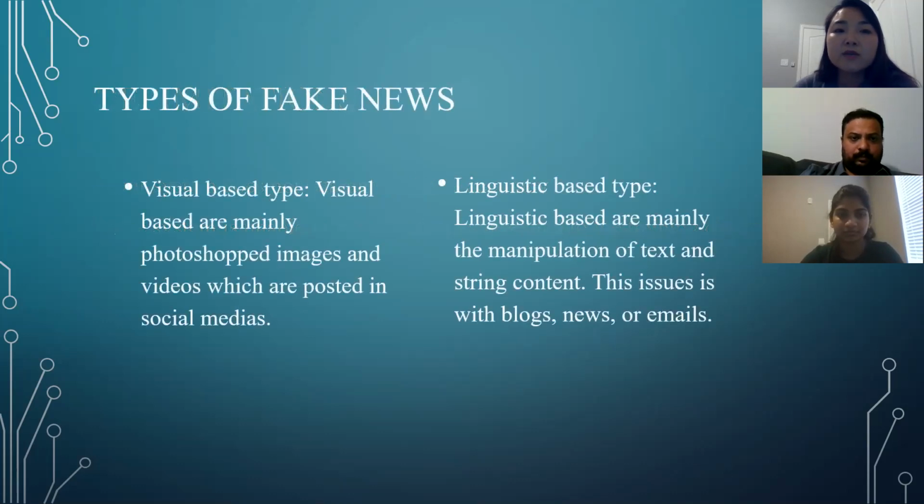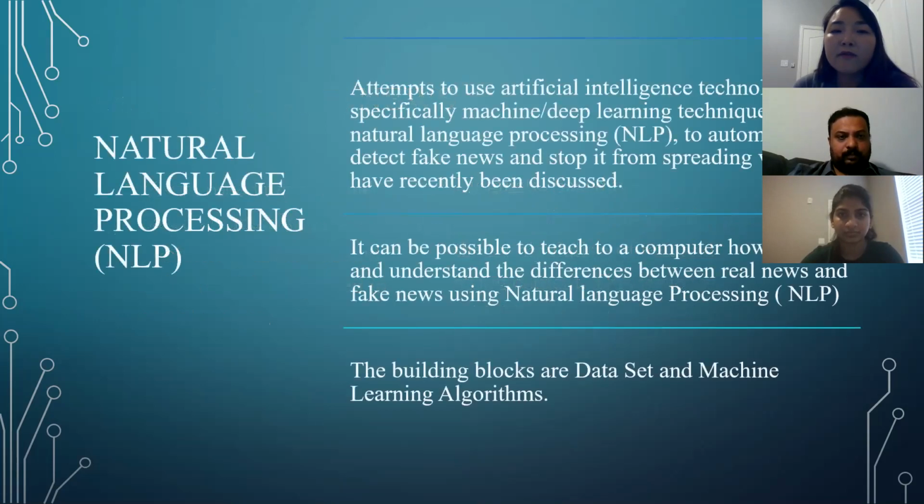There are usually two types of fake news: visual based and linguistic based. Visual based are like Photoshopped images and videos which are posted on social media, and linguistic based is mainly the manipulation of text and string content. This issue is with blogs, news, or emails. Now my friend Sanjana will continue.